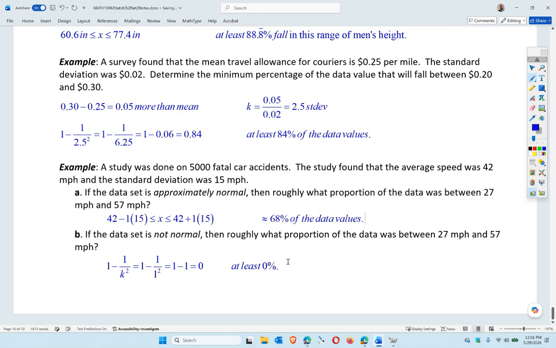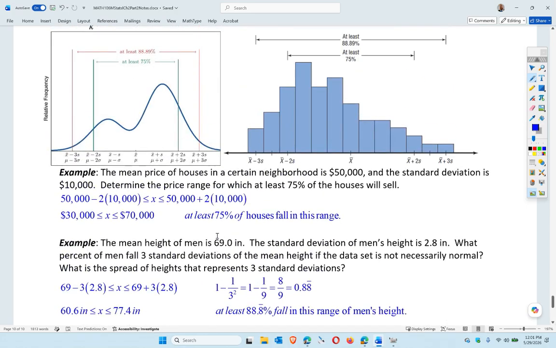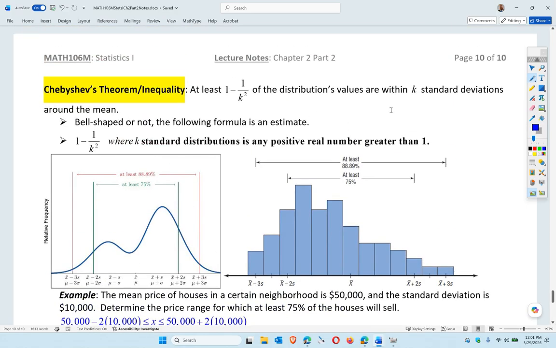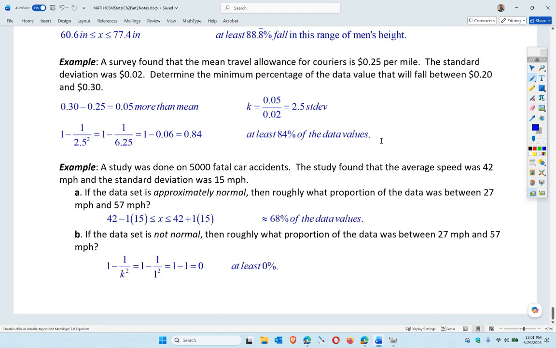So again, if you remember the rule about Chebyshev's, it has to be greater than 1, right? You can have 1.5 deviations, 1.2, 3.7, whatever the case may be. But you have to have more than 1 deviation for Chebyshev's to work, essentially, for the minimum values that you would expect to fall within a particular range.